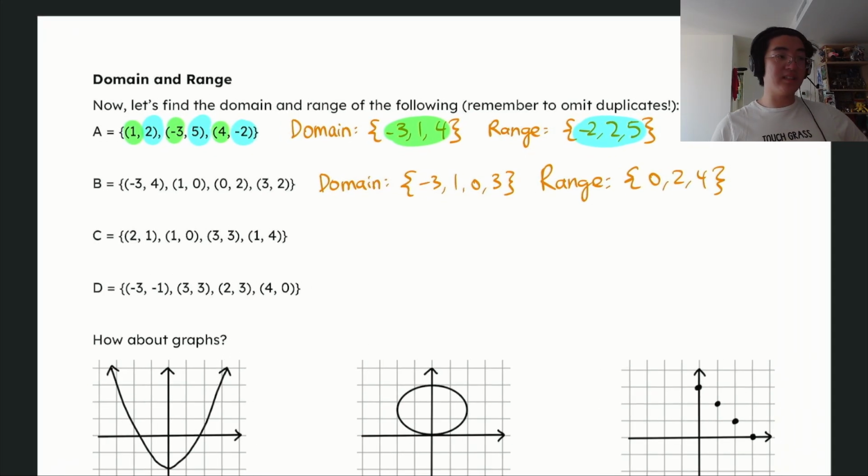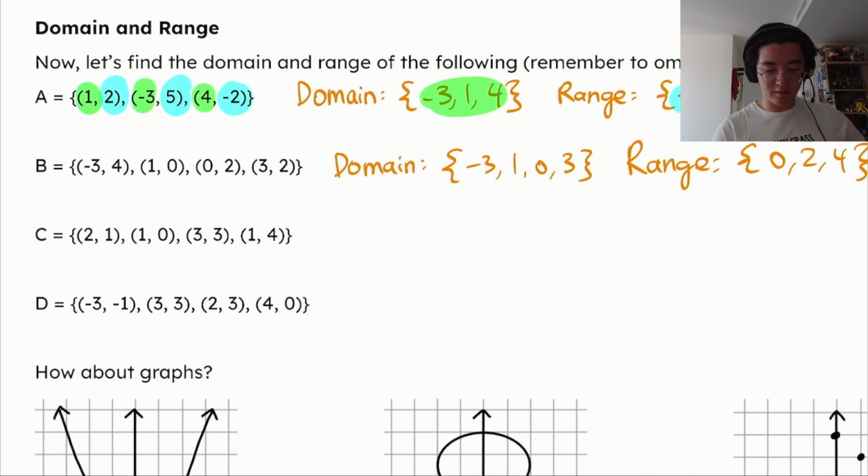If you ever feel lazy to write the domain, you can just write x if you want. Domain is just x anyways. So here we have 2, 1, 3, 1. So 1, 2, 3. Range 1, 0, 3, 4. So 0, 1, 3, 4.